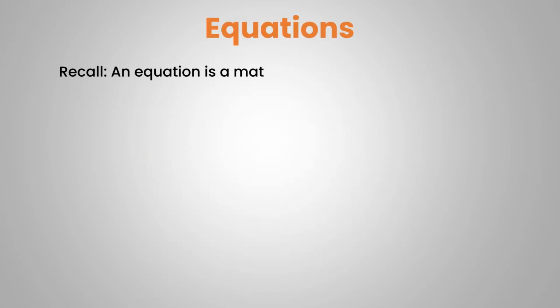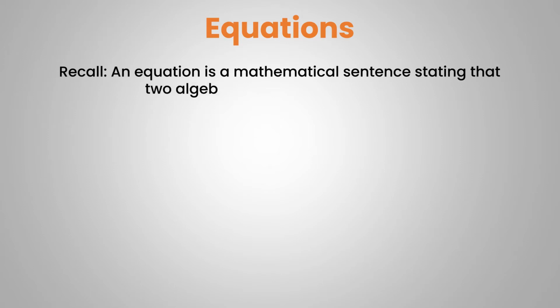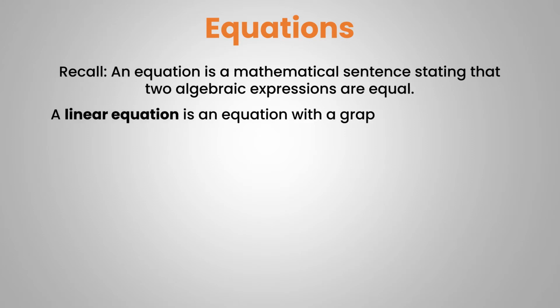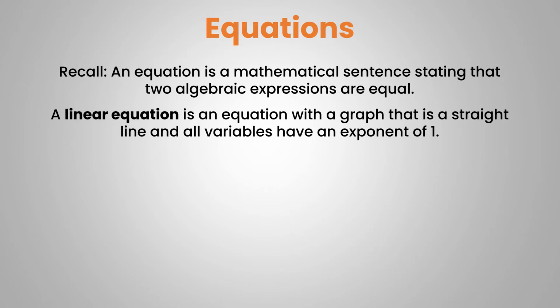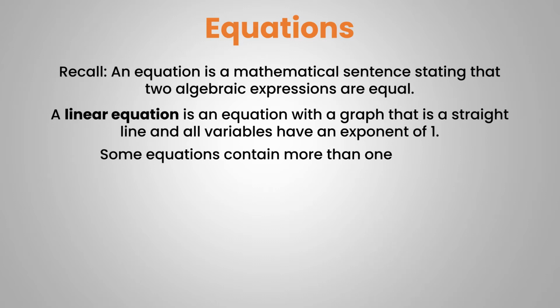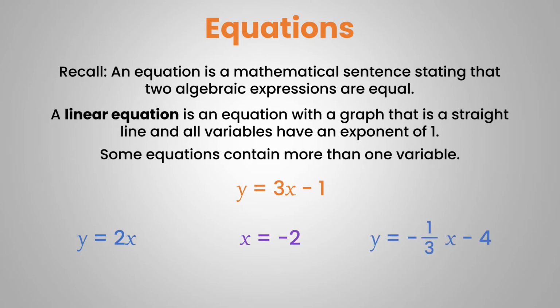Recall, an equation is a mathematical sentence stating that two algebraic expressions are equal. A linear equation is an equation with a graph that is a straight line and all variables have an exponent of 1. Some equations contain more than one variable. For example, y equals 2x, y equals 3x minus 1, and y equals negative 1/3 x minus 4. All of these examples are linear equations.